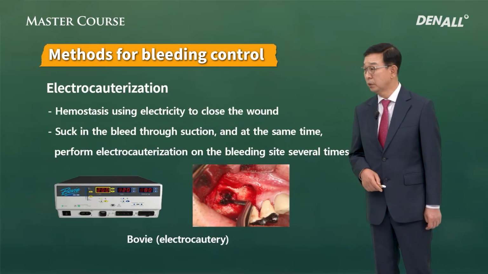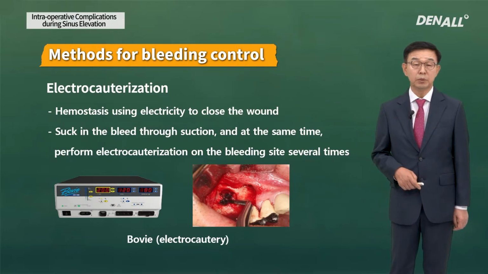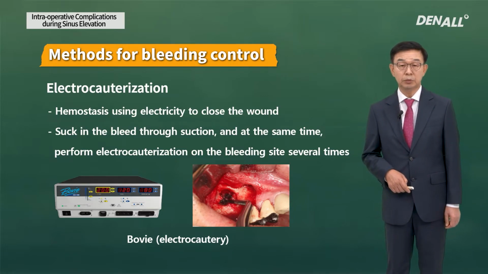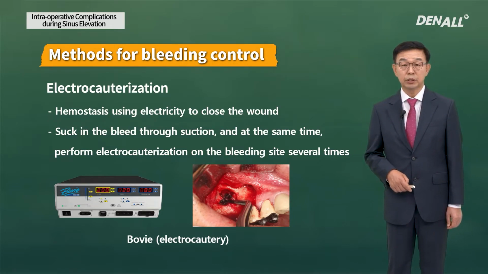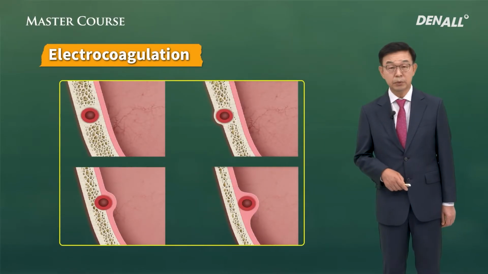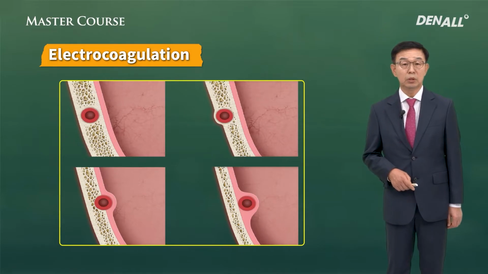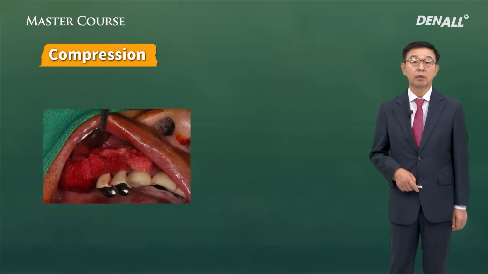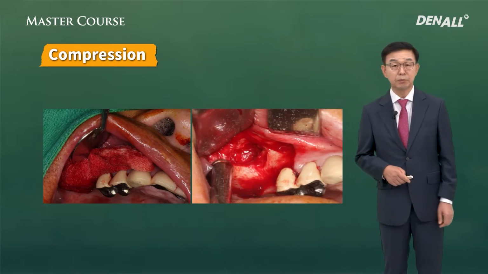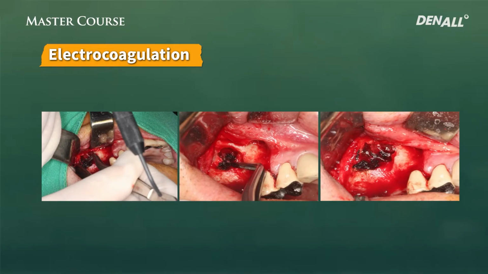The next most frequently used way is to do electrocauterization using Bovie. If you know how to do this, you'll be able to stop bleeding very easily. This method can be applied for all 4 categories, and it's quite useful. You compress, and if bleeding continues to occur, you can use electrocauterization to simply stop bleeding during the window approach, so you don't need to have great fear about bleeding.